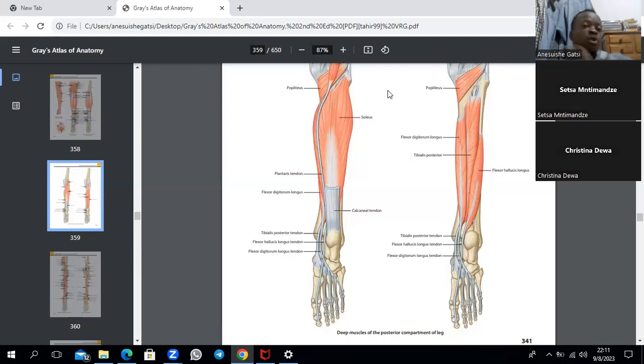Those are just clinical correlates that you can think about when you are talking about the leg. And of course, tendon grafting. We can use the plantaris for tendon grafting, just like how we use the palmaris longus from the upper limb. Right.